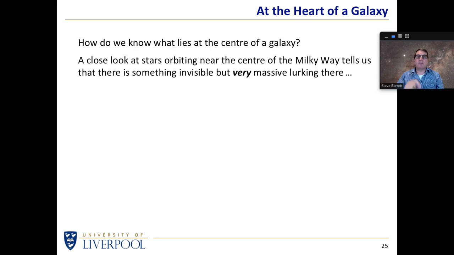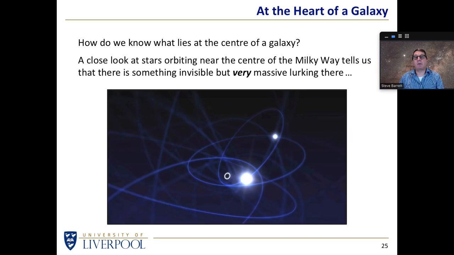We can look at stars orbiting near the centre of the Milky Way. That's not actually very easy to do because it's such a dusty environment. We can only do that by looking in infrared to cut through all of the dense material surrounding the galaxy in order to see what's going on around the centre. But when we do that, we find that there are stars orbiting close to the centre of the galaxy.